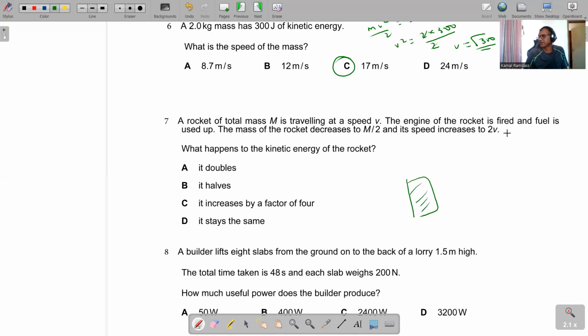The engine of the rocket is fired. So, traveling at speed v. Engine of the rocket is fired and fuel is used up. Okay? Mass m. The mass of the rocket decreases because the fuel is used up. Mass of the rocket would decrease to m/2. And its speed increases to 2v. What is the kinetic energy?